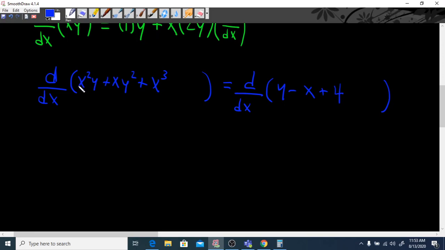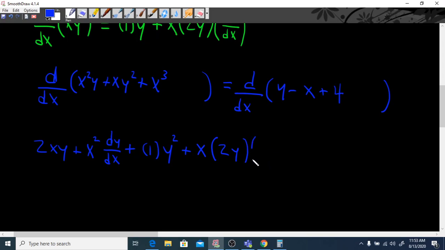Okay. And again, these first two we've already dealt with. So I'm just going to write down what we already know. It's going to be the derivative of x squared is 2x and then y, plus leave the x squared alone, and then dy dx. Take the derivative of the second one. Plus now this one. So the derivative of x is 1. Leave the second thing alone, plus leave the first thing alone, and then take the derivative of y squared. And again, we've already done that. 2y, and then go inside the variable y. dy dx.